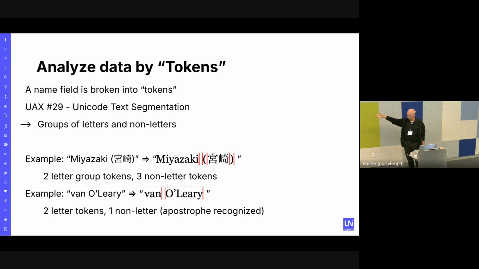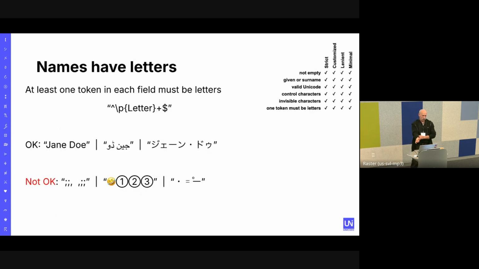If I take a made-up name, Van O'Leary, the segmentation engine understands that an apostrophe between two letters is part of the whole word. So it breaks this up into two letter tokens and then one non-letter, which is the space. The apostrophe itself is recognized as part of the letter tokens. Once it's broken into tokens, then we start doing the analysis.